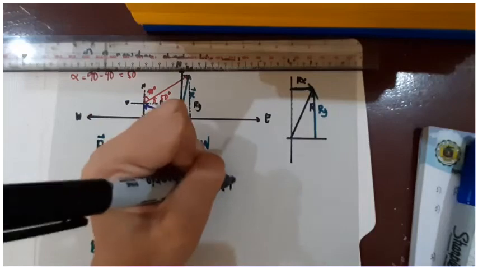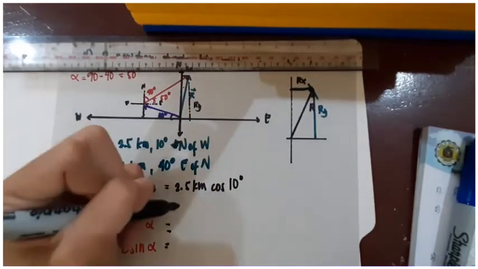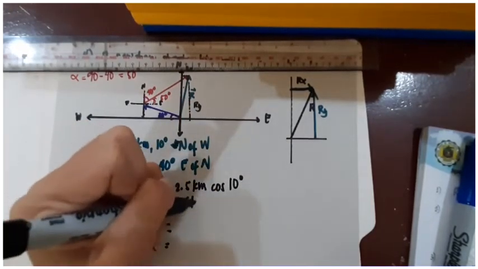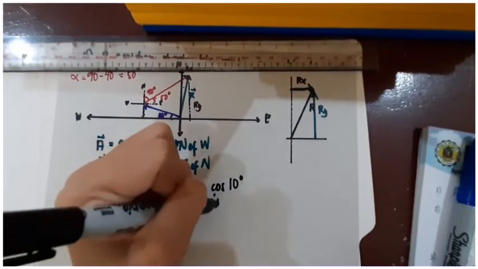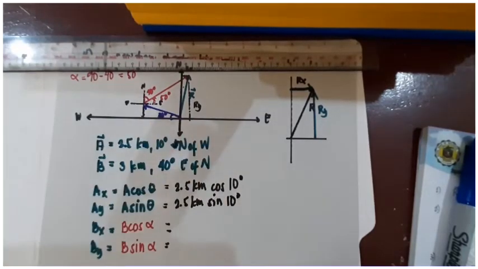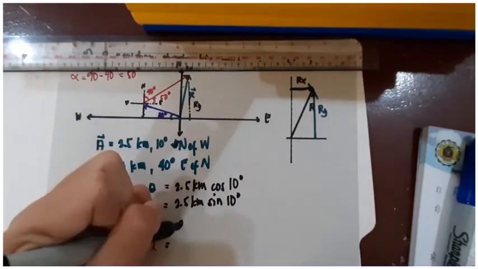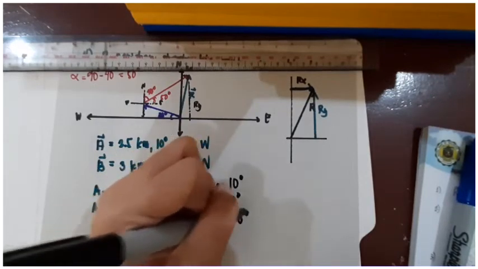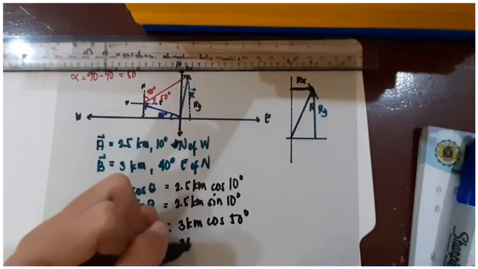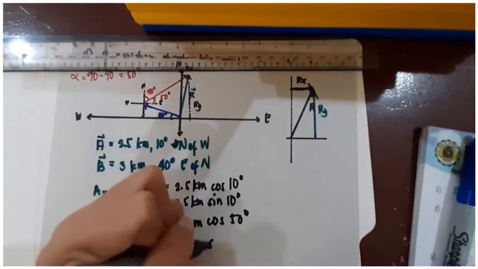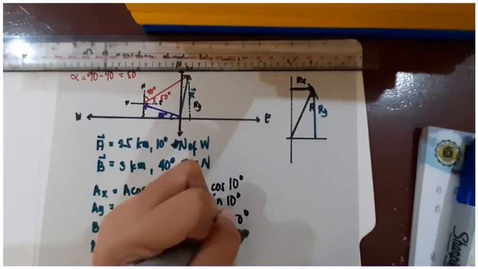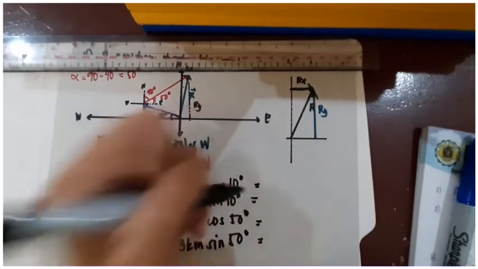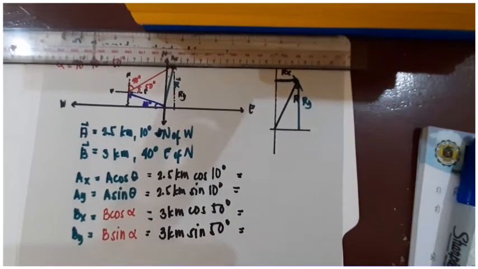Okay, cosine 10 degrees. And then 2.5 km sine 10 degrees. For the B naman, for the vector B, your x component for B, that's 3 km cosine 50 degrees. And then 3 km sine 50 degrees. And then you plug in this in your calculator.